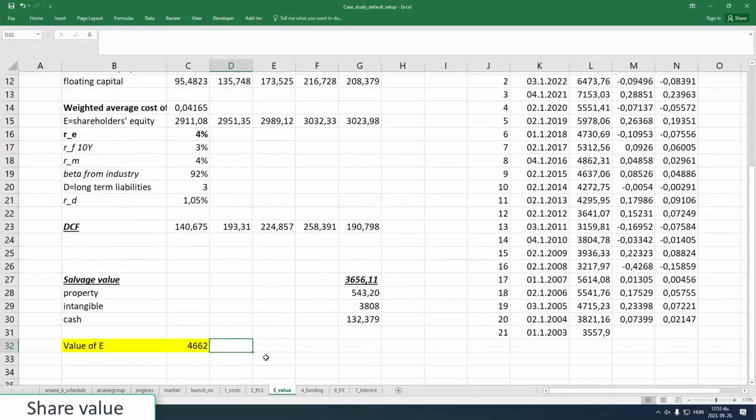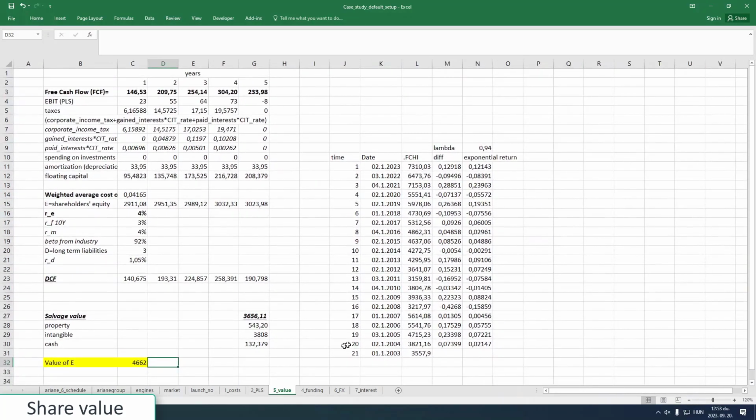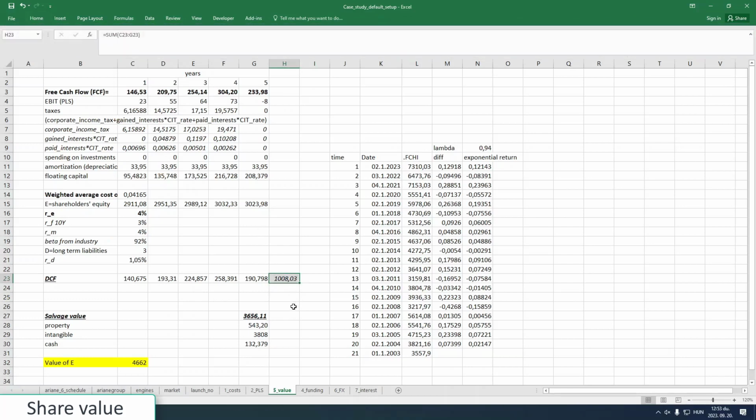But we can see that this value is absolutely driven by the salvage value. So if we would just focus on DCF, how much money do we have? So yeah. So the company is not that great.